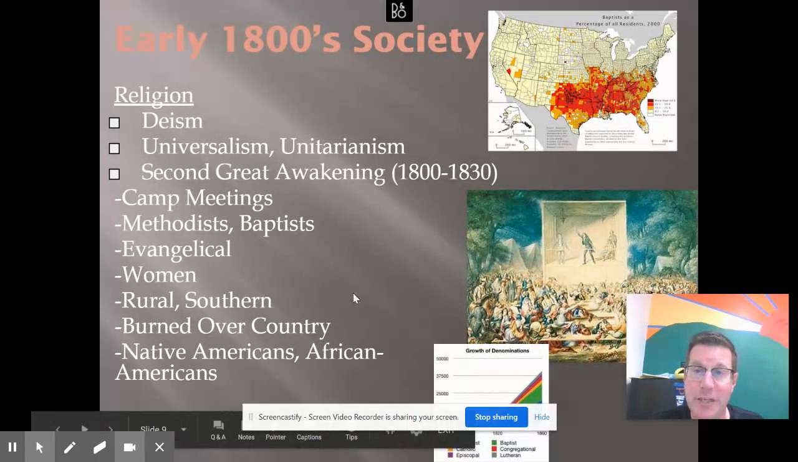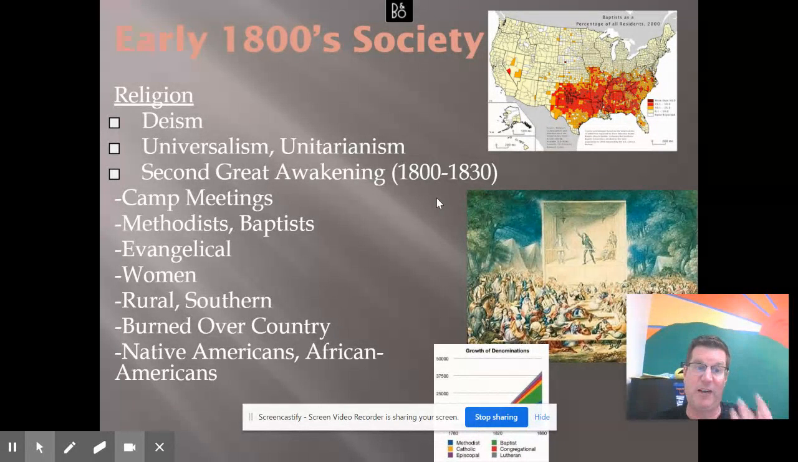This burned over country is also in other rural areas, like in upstate New York. There was an area that was very evangelical and had this Second Great Awakening. So today, I think the United States is still living a lot of the Second Great Awakening.